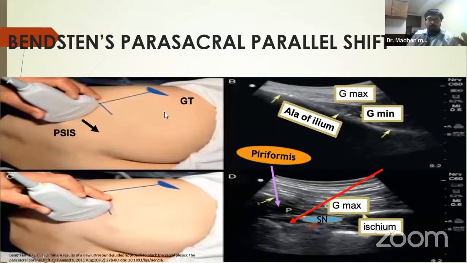So the end point of both the approaches will be the same. Only thing is, in the initial one, we are seeing the nerve in a short axis. Here we are going to see the nerve in a long axis. Okay, so how are we going to do this approach?